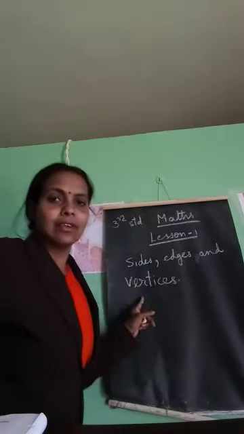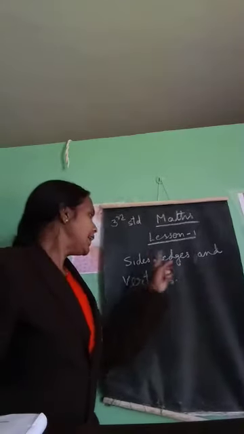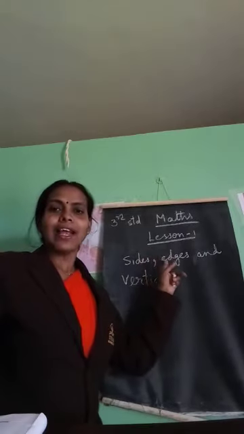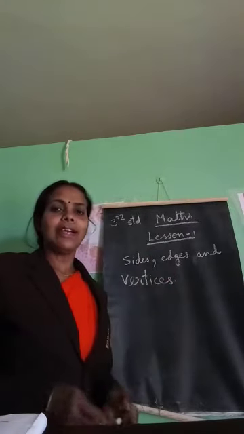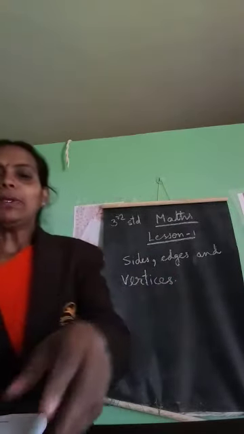Vertices means corners. And edges is the other name for sides. For sides we say edges. Now there is a picture.